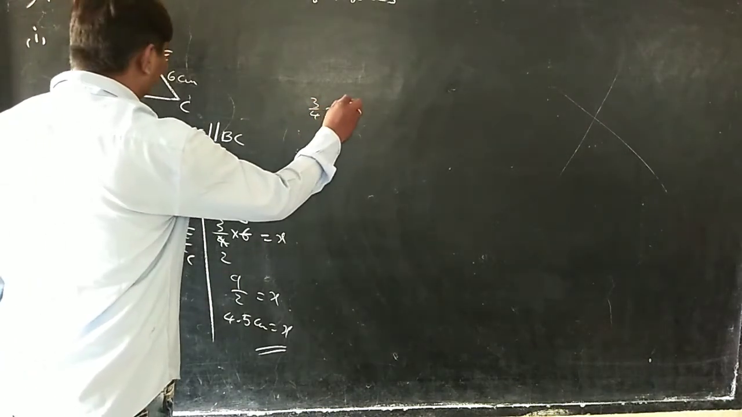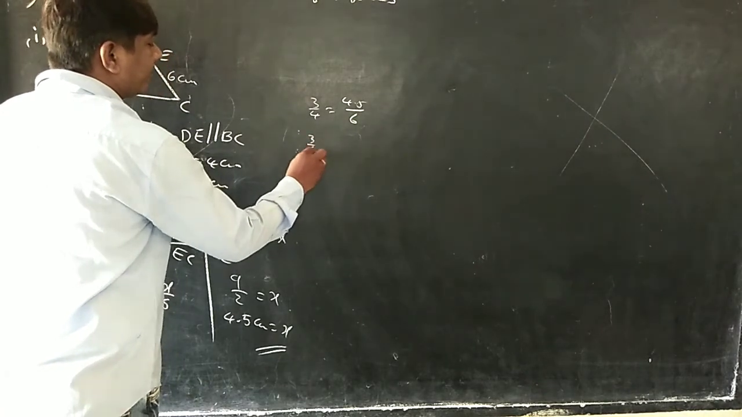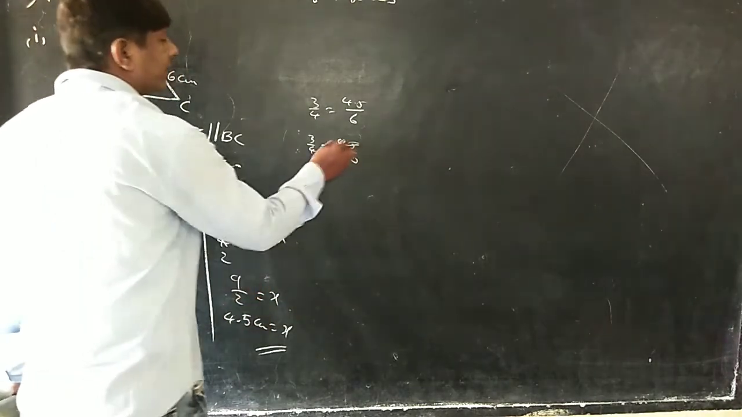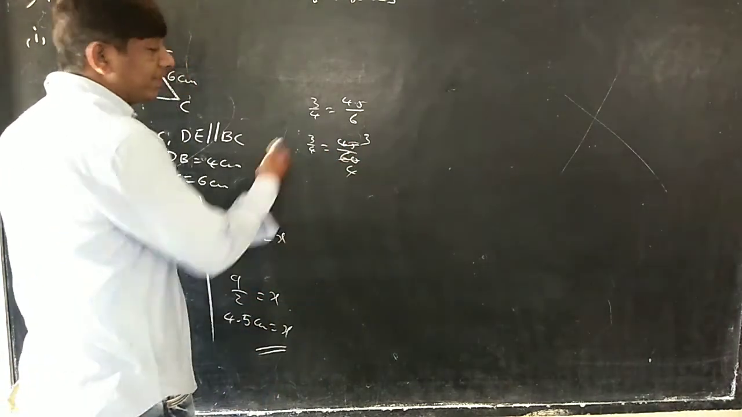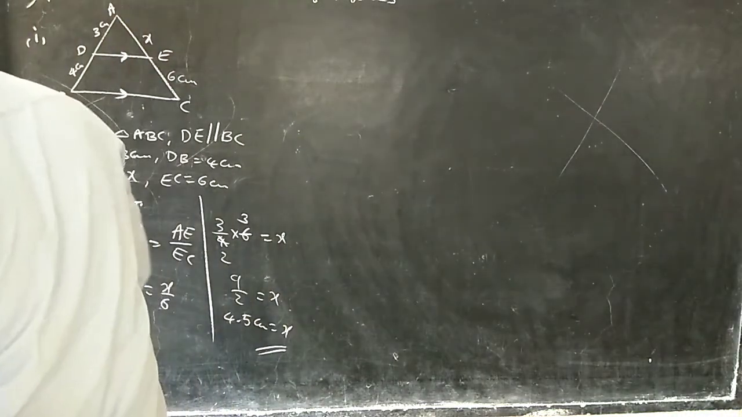For cross verification, you can check that one. 3 by 4 is equal to 4.5 by 6. That is equal to 3 by 4 is equal to 45 by 60. 15 3s are 45, 15 4s are 60. 3 by 4 equal to 3 by 4. Okay.